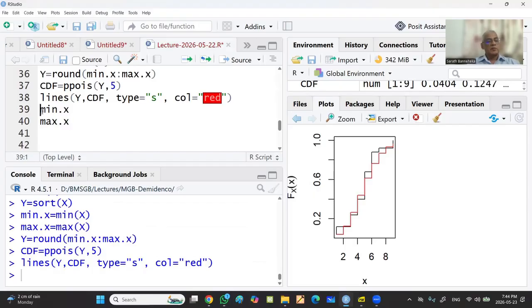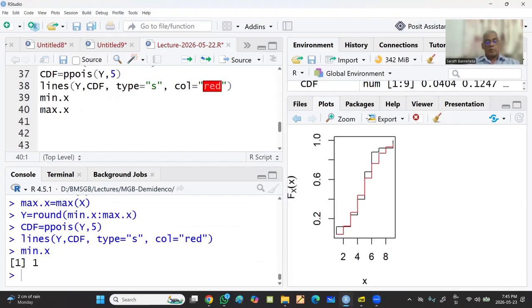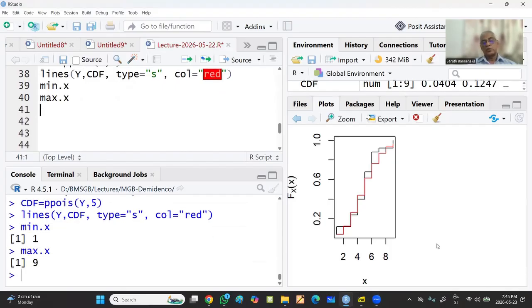So in this particular data set, min x is 1, max x is equal to 9. What I have drawn in red here is the theoretical cumulative distribution function of a Poisson 5 distribution when x is between 1 and 5. Now you can see that the observed empirical cumulative distribution function can be above or below the actual theoretical CDF.